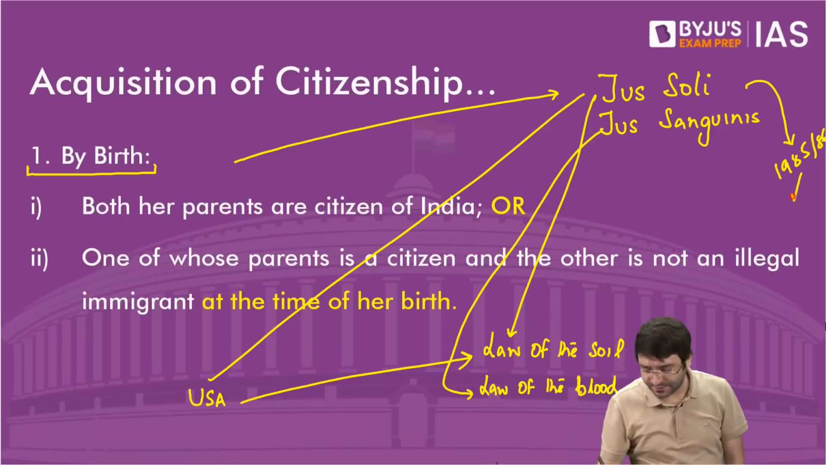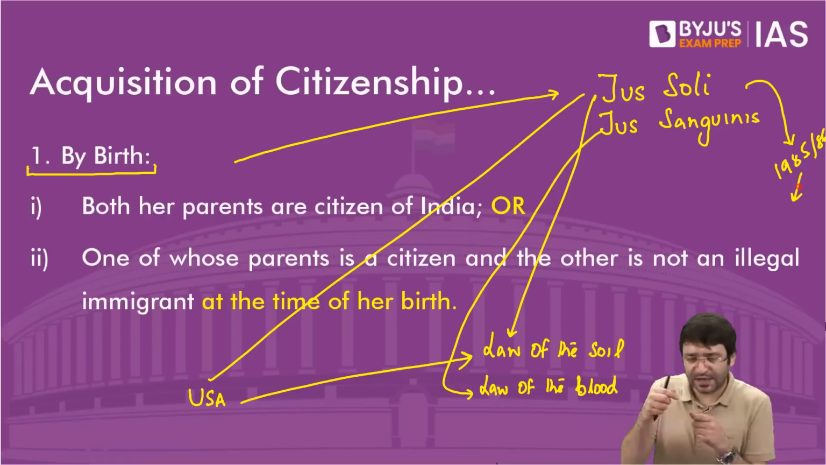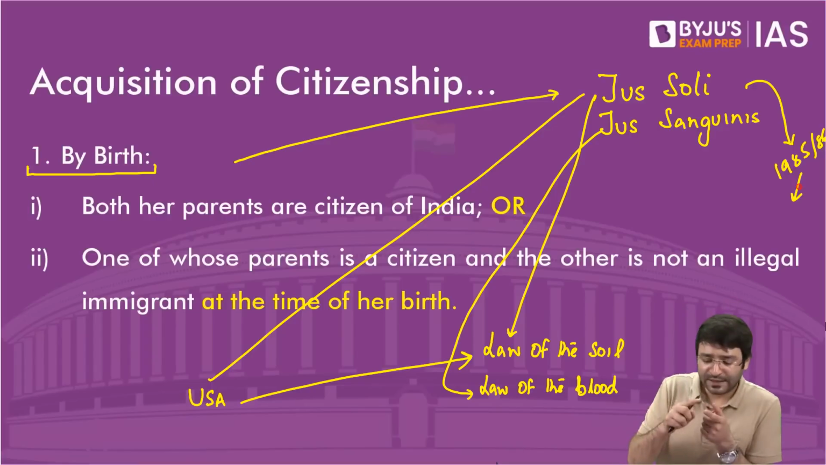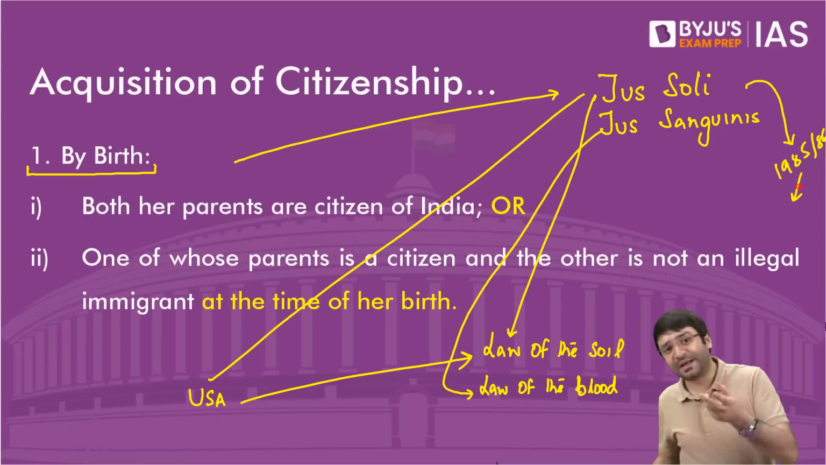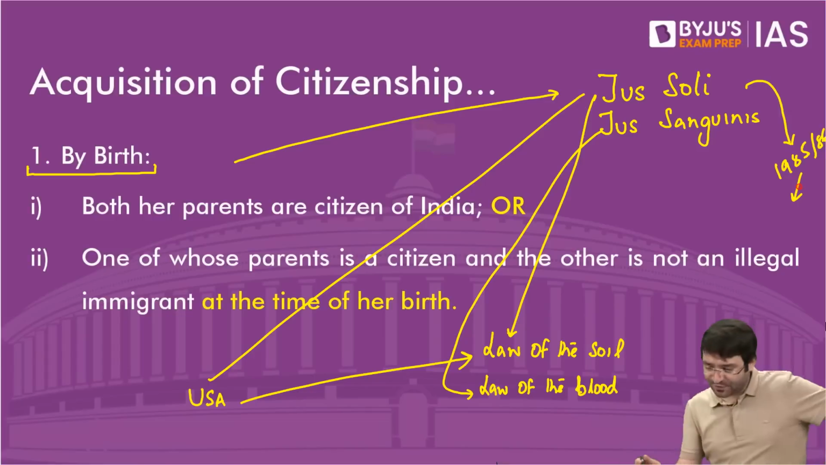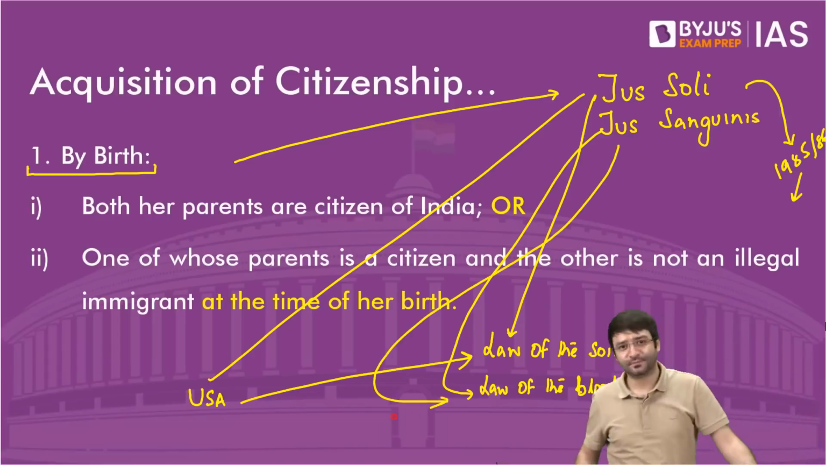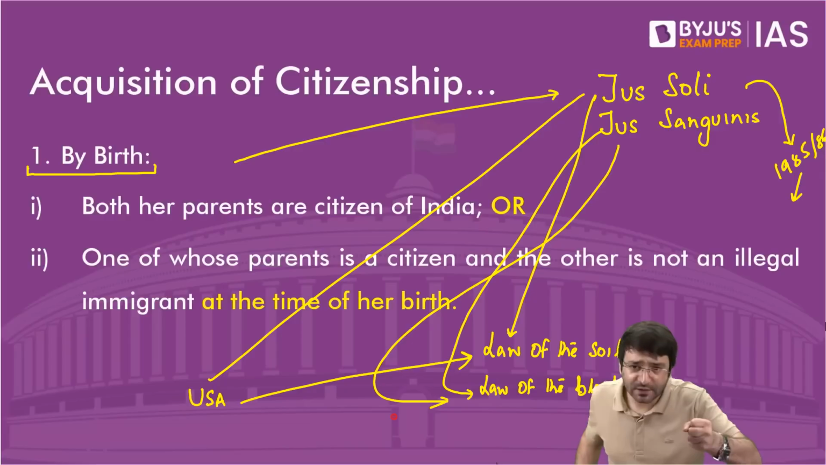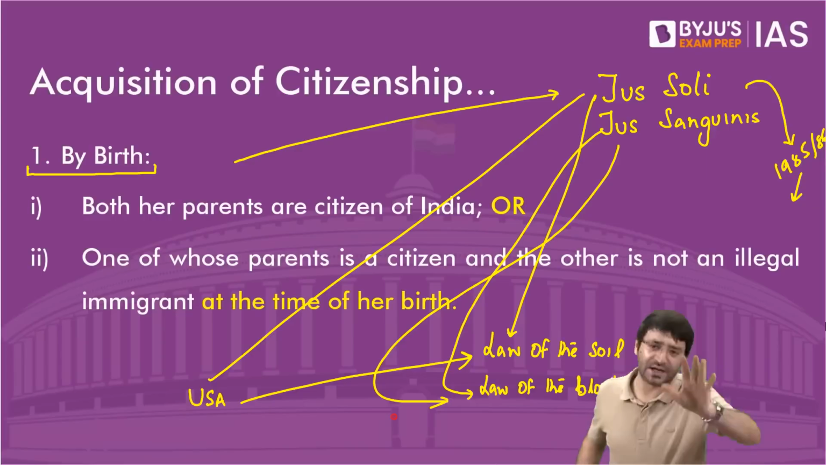But then in 1985-86, when the law was changed again, the law said now the child who is born on the soil of India can become the citizen if one of the parent is an Indian. That means one of the parent has to be an Indian. Whether mother or father, one parent has to be an Indian. That means we shifted from Jus Soli to Jus Sanguinis, law of the blood. Now, even if the child is born on the soil of India, we have to look at the blood relations. If one of the parent is an Indian, the child is an Indian.